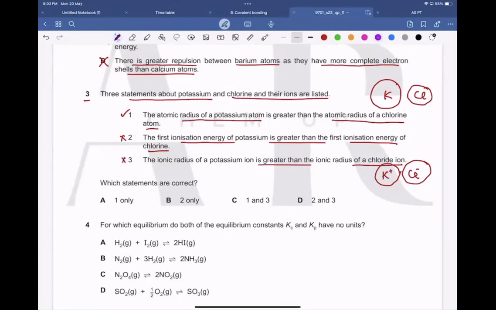So only the first statement is correct. So A is the correct answer. Is this clear to all of you?